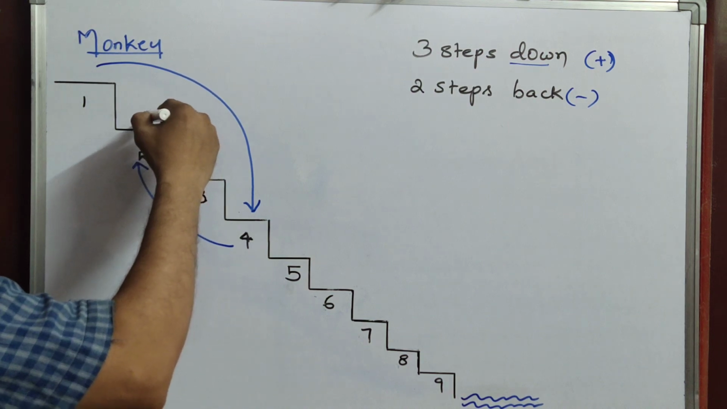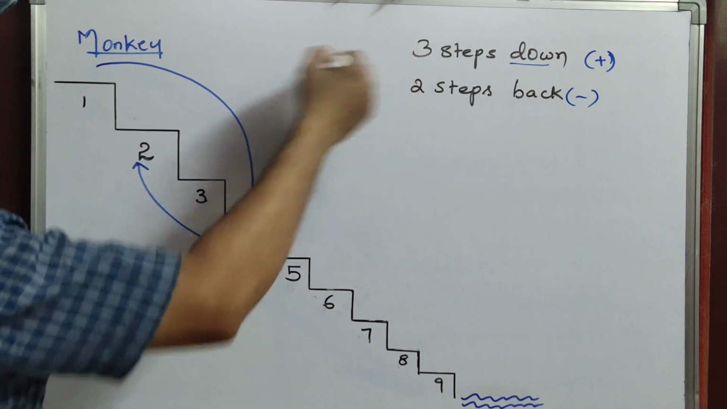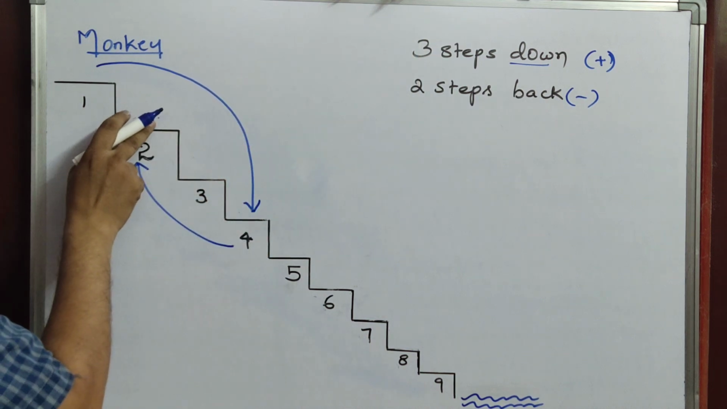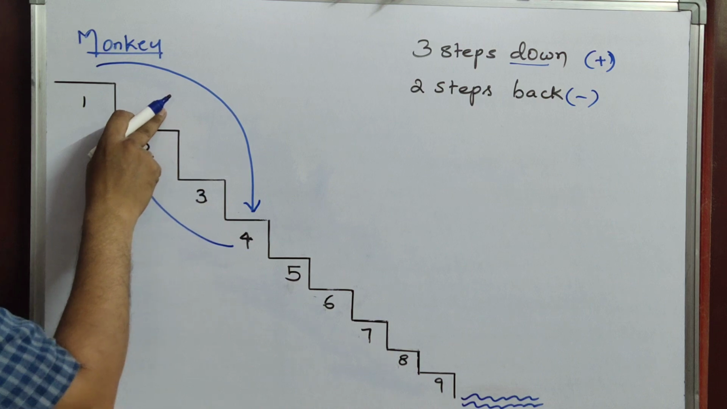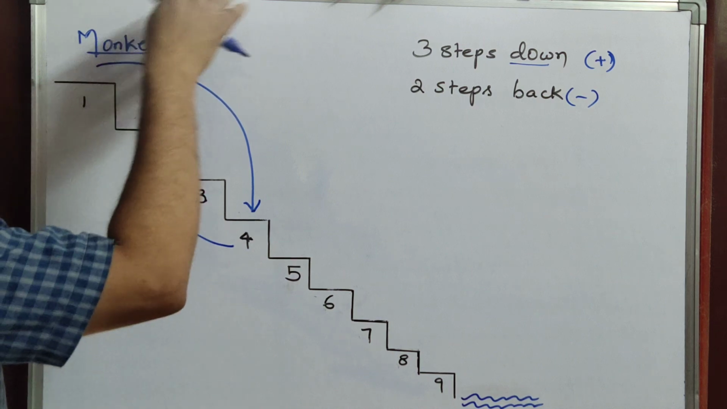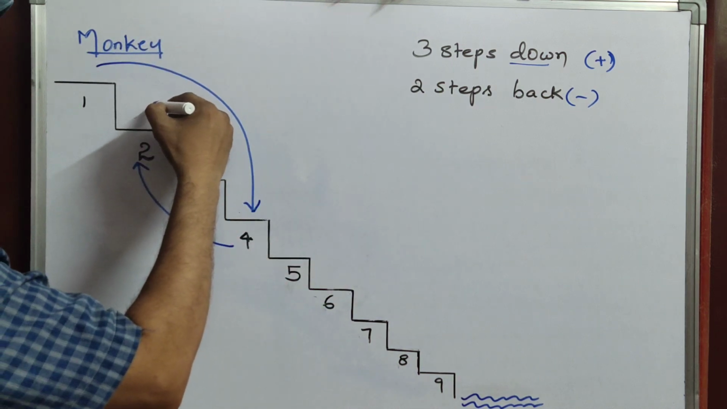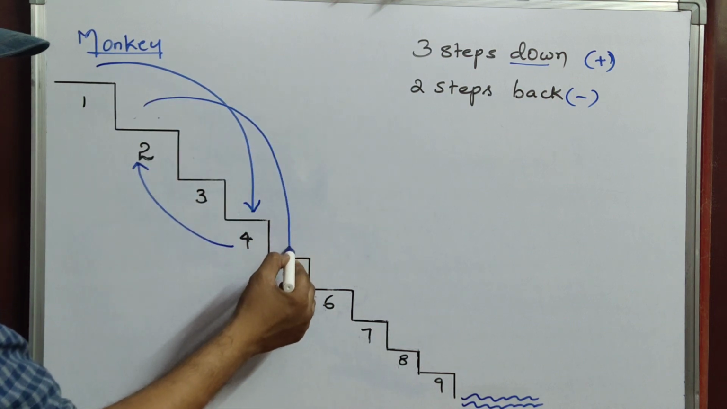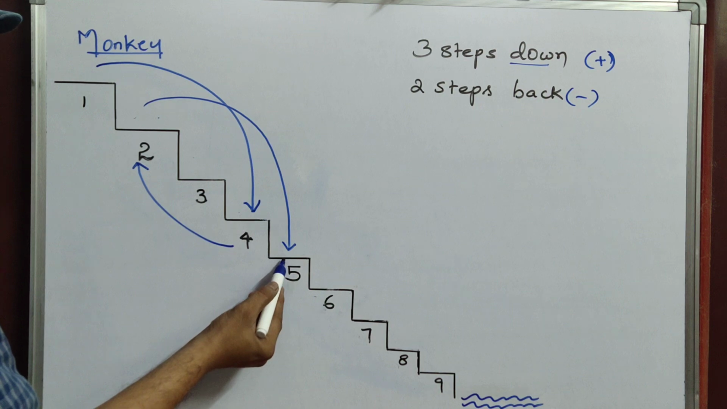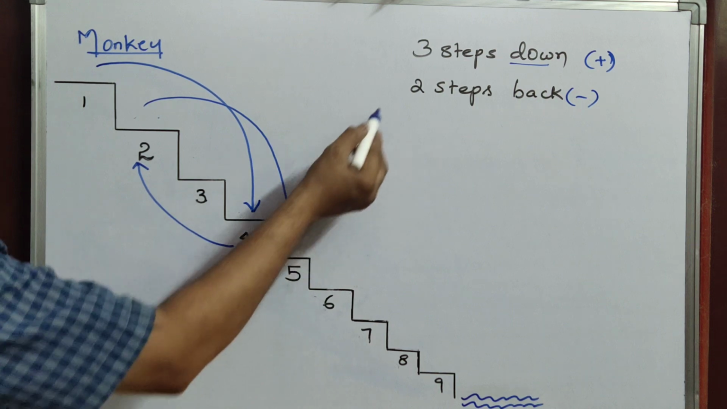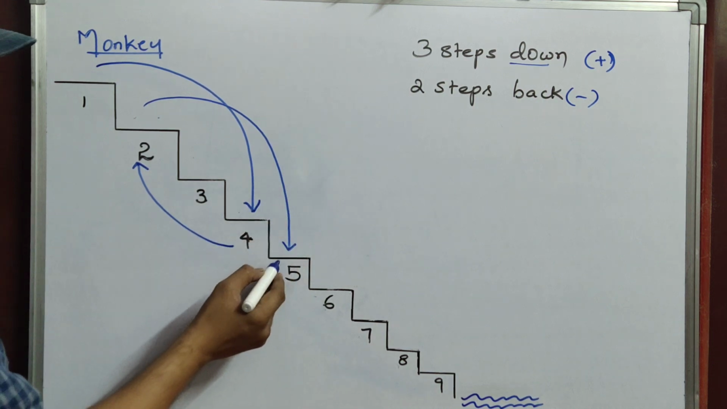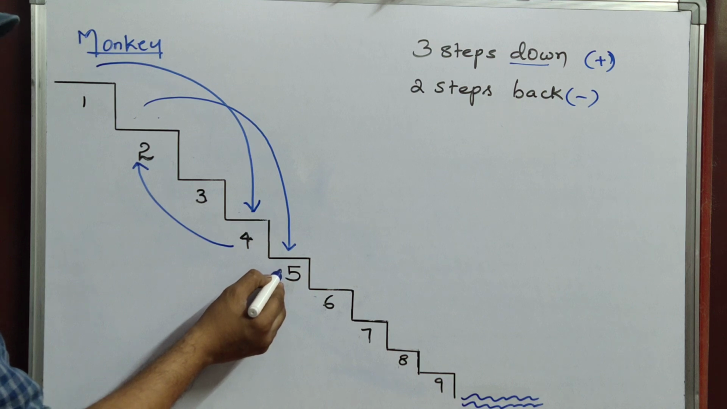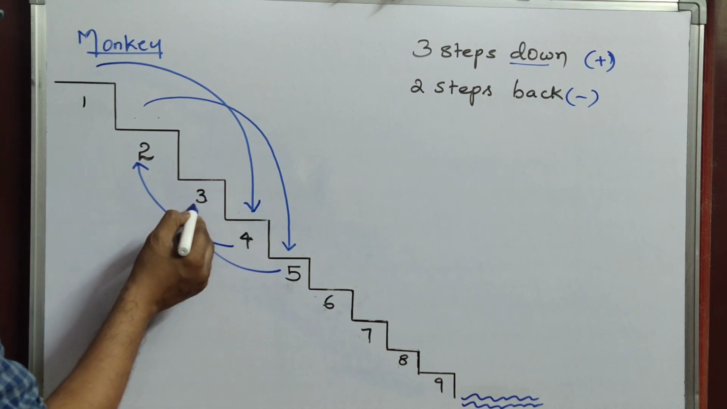Now from 2, again 3 steps. Now it was at 2, so again it has to move 3 steps. 2 plus 3 is 5, so it comes to the 5th step. The monkey is here now. Again it moves 2 steps back, that means 5 minus 2, 3. That means here.